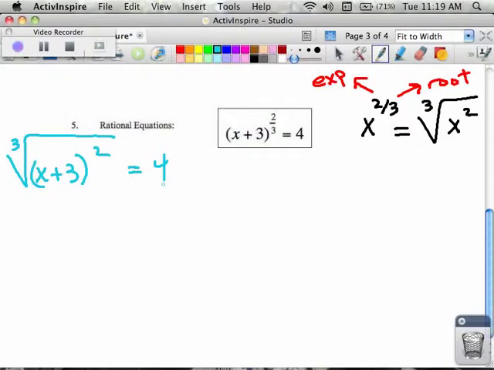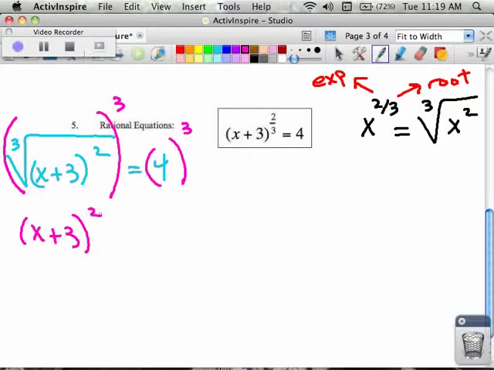Now this problem is kind of messy when you look at it that way, but the first thing that I have to get rid of is the cube root on the outside. To undo a cube root, we're going to cube it. So I take this side, and I cube it, and I take this side, and I cube it. The cubing and the cube rooting, since they're inverses, cancel each other out. That leaves me with x plus 3 squared equals 64.